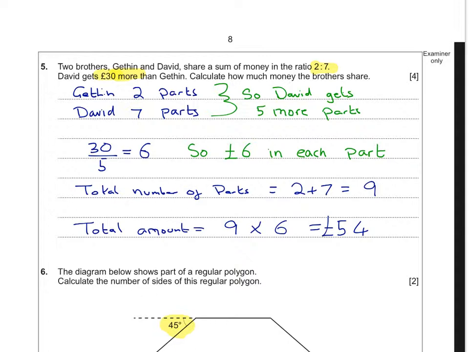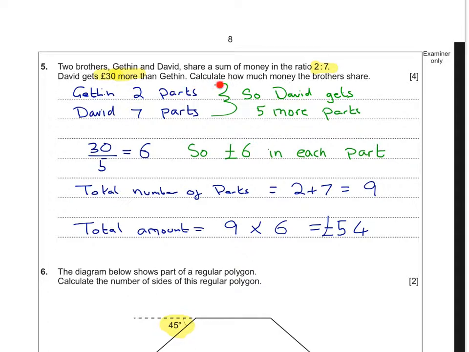So in this bit, David gets £30 more. How many more parts does David get in the ratio? If Gethin gets 2, David gets 7, so David altogether gets 5 more parts. And you know the 5 parts is worth £30. So to find out what 1 part is, which is all we're doing in ratio questions, 30 divided by 5, each part is worth £6.